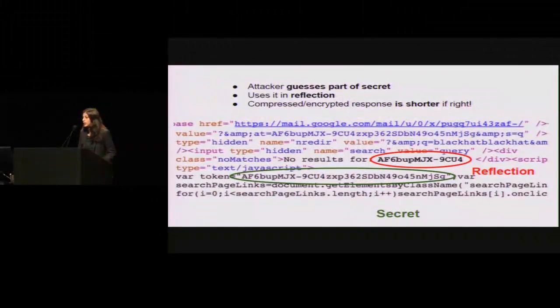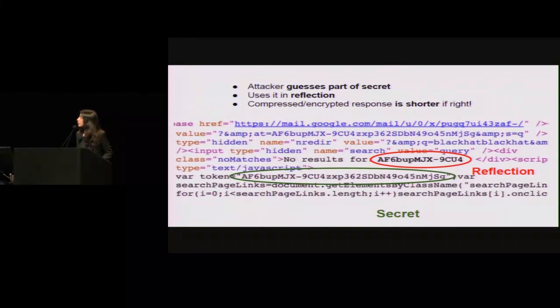Now, in order for an attacker to initiate an attack, they need to know part of the secret. Here we have a response of the Gmail body. Our secret is the Gmail token, and if you imagine the Gmail web page, there is a search field where the user can search for something, and what the user searches is contained in the response body. So if an attacker makes the victim issue multiple search queries, the attacker controls the reflection and thus controls part of the response body.